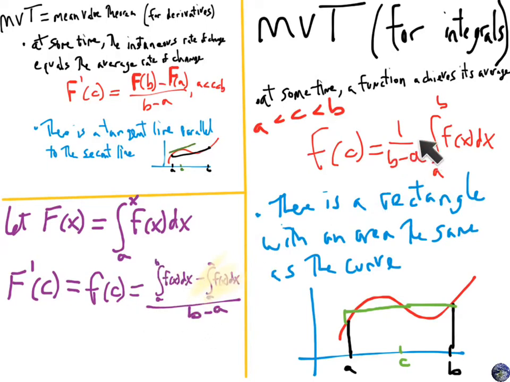Hey, that's our definition of the average value of a function. So this says, using MVT for derivatives, there must be a c in between a and b where f of c, the function value, is equal to the average value of the function. And that's what we wanted to prove.